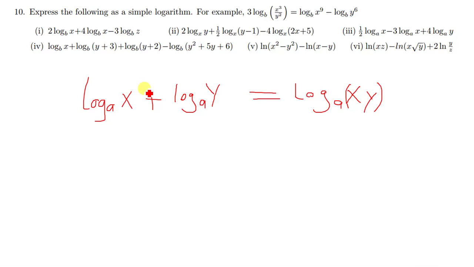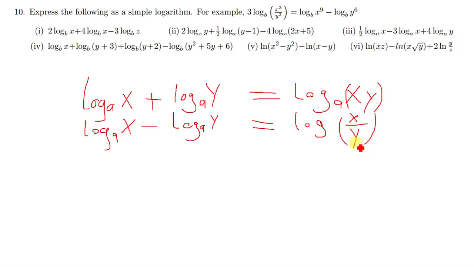What happens if you are subtracting the logs, for instance, you have the log of x base a minus the log of y base a? This will simply be the opposite of multiplication, which is division, x over y. Of course, our base is a.